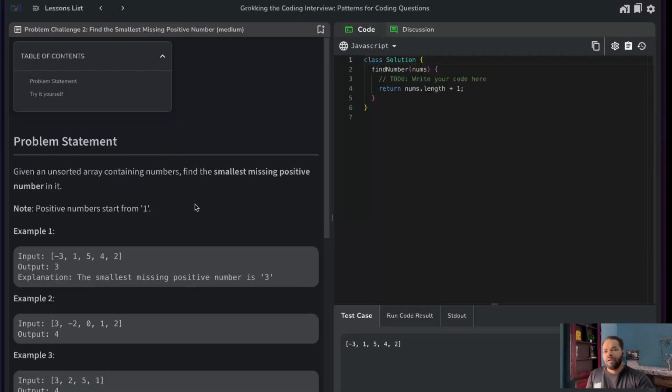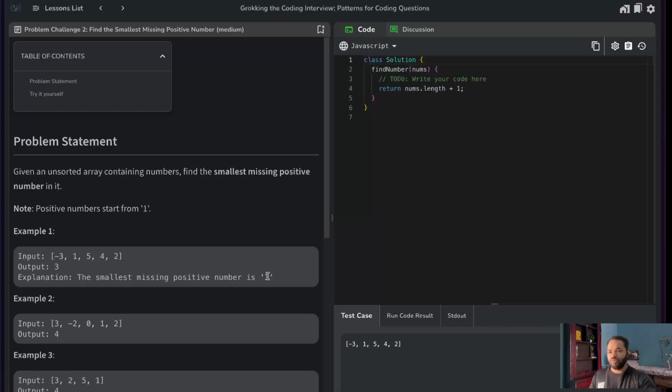Next question is to find the smallest missing positive number. Given an unsorted array containing numbers, find the smallest missing positive number in it. The positive numbers start from 1. Okay, smallest missing positive number. The smallest missing positive number is 3.